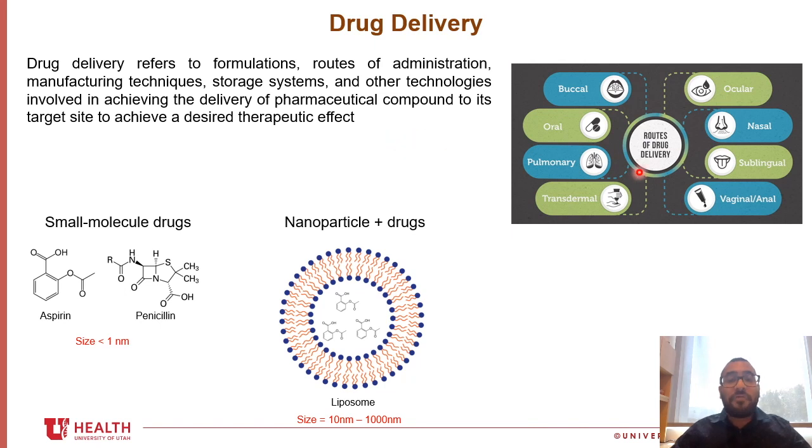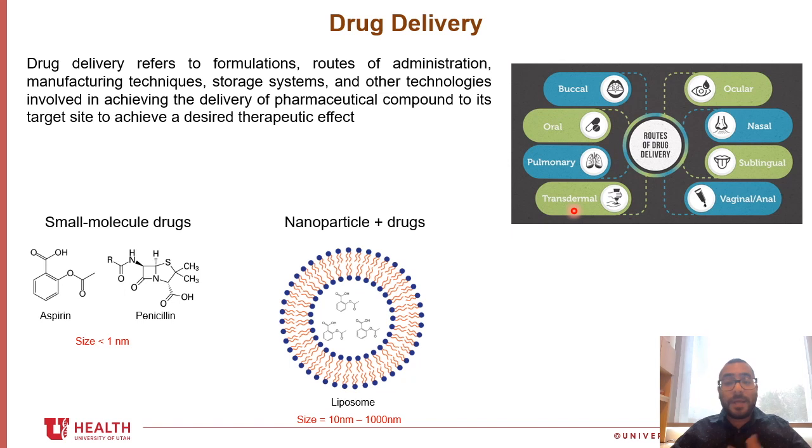Now, there can be different routes of drug delivery, how a drug can be delivered to humans. For example, we are very familiar with the most common route, which is oral, where you take drugs and swallow them like a capsule or a pill. It can be buccal, which means that it can be swallowed or it can be absorbed from the mucous lining of your cheeks. Pulmonary, such as sprays or pumps for your mouth, which directly goes to your lungs.